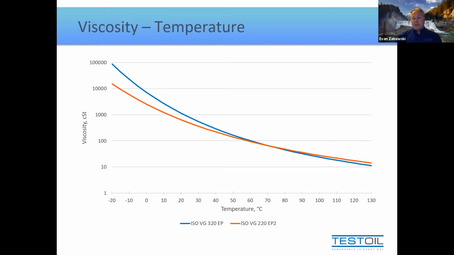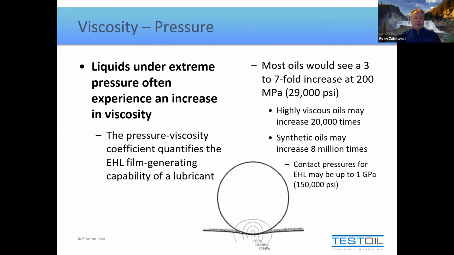So with those two fundamental things out of the way, what's the third fundamental thing? Well, that's pressure. Pressure works in the opposite direction as temperature, right? An increase in temperature causes a decrease in viscosity, but an increase in pressure causes an increase in viscosity. And I give you a few facts and figures here that at roughly 30,000 PSI, you'd expect about a five-fold, give or take, increase in viscosity.